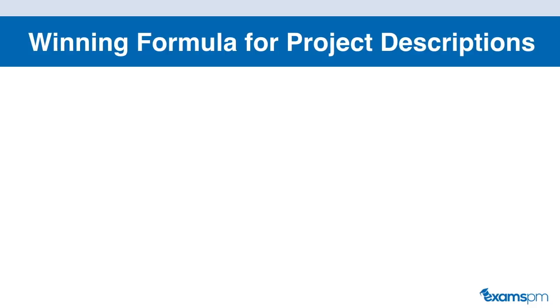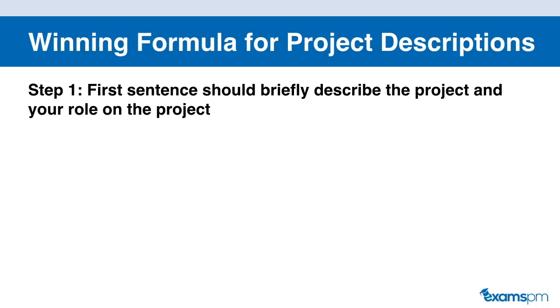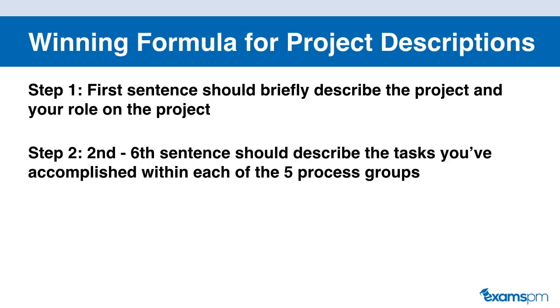So in order to describe your projects to PMI, there's a 3-step process. Now remember, you only have 550 characters, so you don't have a lot of space. Step 1 is to briefly describe what the project is and what your role on the project is. And then step 2 is, for each of the 5 sentences that follow, use 1 sentence to describe what you did in each of the 5 process groups.